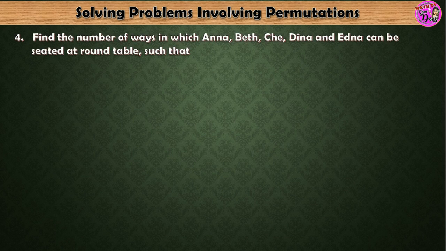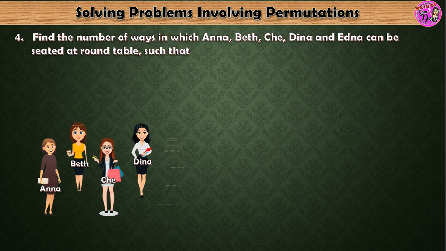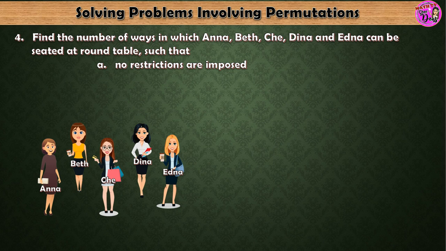Problem number 4. Find the number of ways in which Anna, Beth, Che, Dina, and Edna can be seated at round table, such that letter A, no restrictions are imposed, and B, Anna and Beth always sit together. Let us solve letter A. No restrictions are imposed. The value of n is 5.